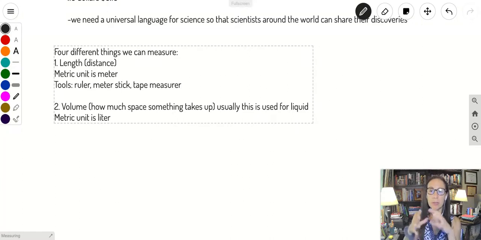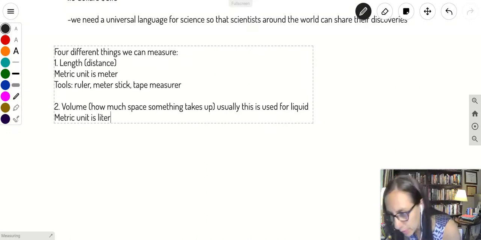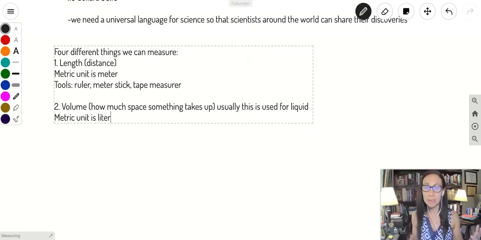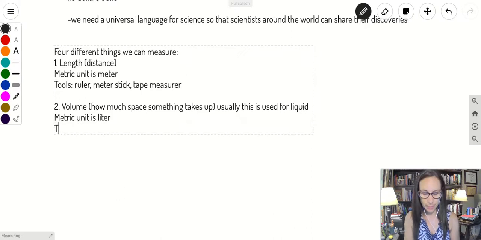Volume is measuring how much space something takes. Usually it's liquid. You could also measure the volume of a gas. We don't typically do that because it's harder to see the gas, but you can do it. And the tools that we use to measure volume usually are a graduated cylinder, or you could use a pipette if you're measuring very small amounts of volume. I guess that's it.